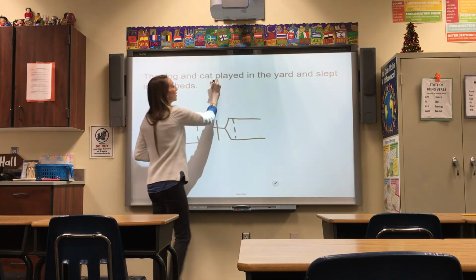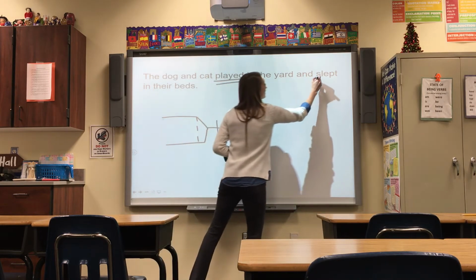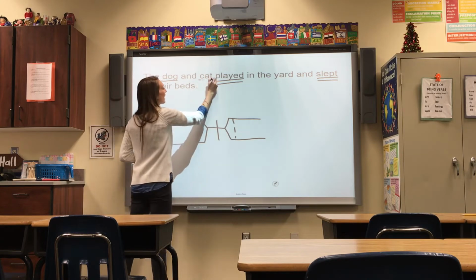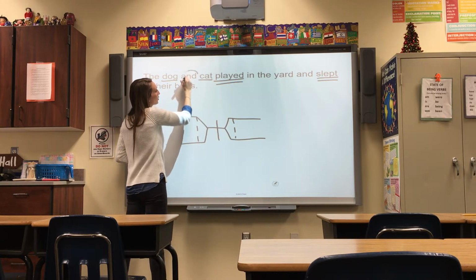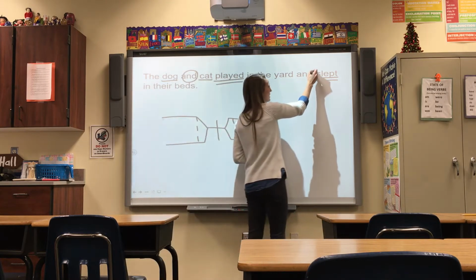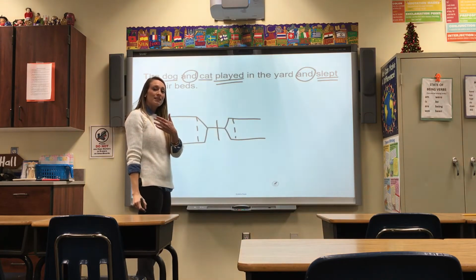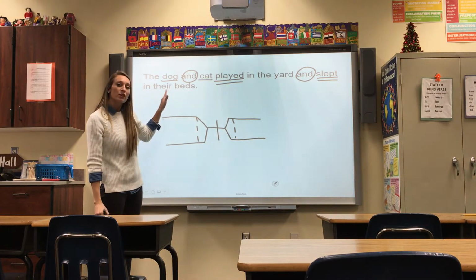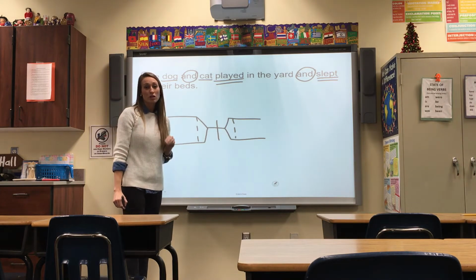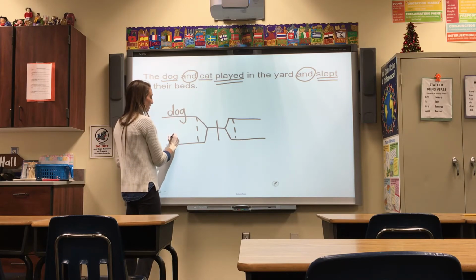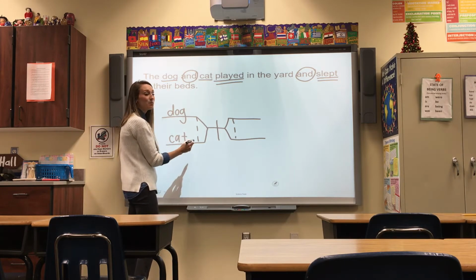So, my verbs are played and slept. My subjects are dog and cat. I like to also circle my connecting words so I know I'm going to diagram them. So now I just insert the words in my diagram. Whatever comes first in my sentence always goes on top. So dog is first, so it goes on top. Cat, connected by the word and.